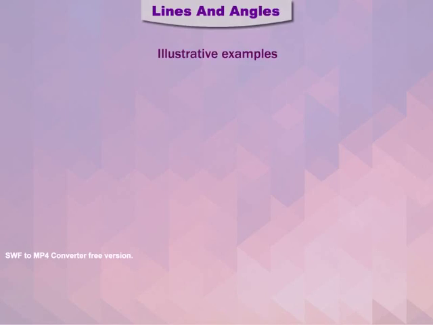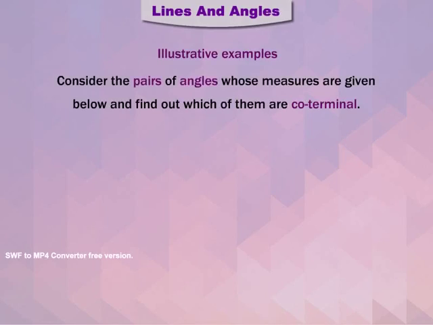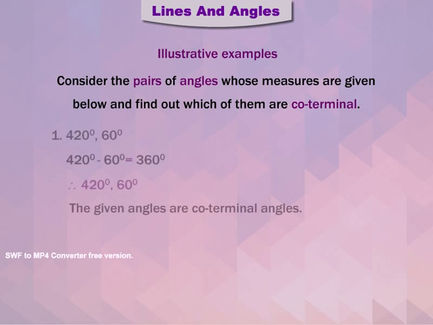Illustrative examples. Consider the pairs of angles whose measures are given below and find out which of them are coterminal. 420 degrees and 60 degrees. 420 degrees minus 60 degrees is equal to 360 degrees. Therefore, the given angles are coterminal angles.